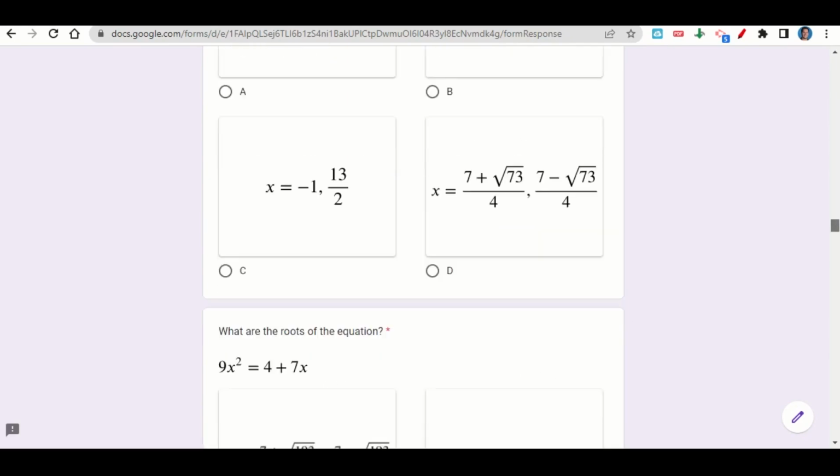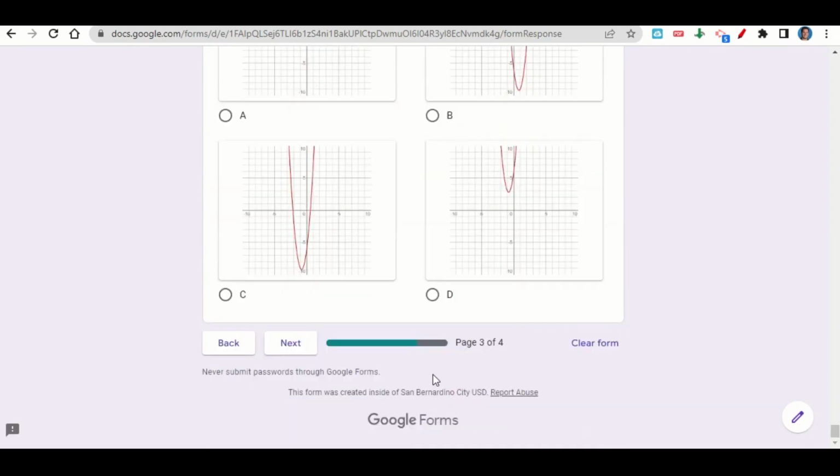And we'll continue to answer all of these until we get to the end. Once you get to the end, go ahead and click Next. This will take you to your Before You Go. Go ahead and fill out your Before You Go and then submit your work on Google Classroom.